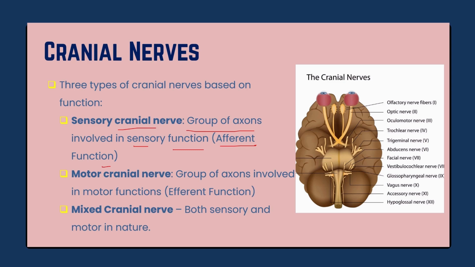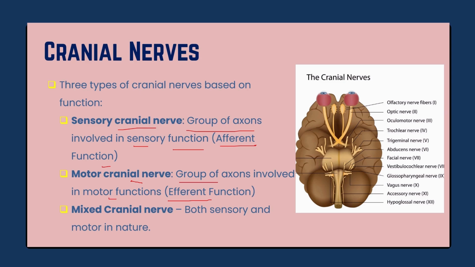So the first one, they might be purely sensory. Secondly, they can be purely motor, meaning involved in movements of body parts. Here, cranial nerves, when they have a motor function, are a group of axons involved in movement of eyes or tongue. Alright, because we said cranial nerves innervate your head and neck. This is also called efferent function. Efferent means exiting from the brain.